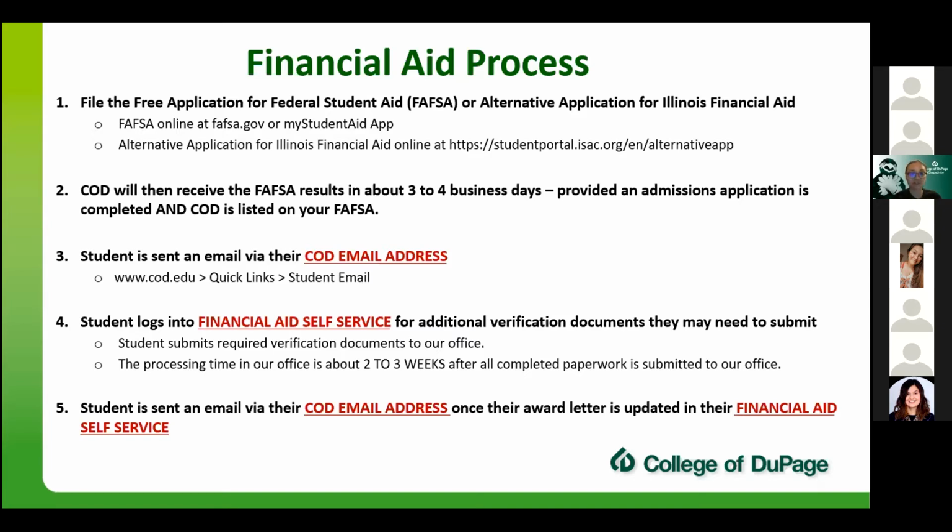As far as documents go, it does take around 2 to 3 weeks to fully process them before a student is awarded. So just be mindful and try to complete your documents as soon as you possibly can. And once all that is said and done, the final step is waiting for that email, again, to your COD email about your award letter that will then be also available on the self-service portal too.